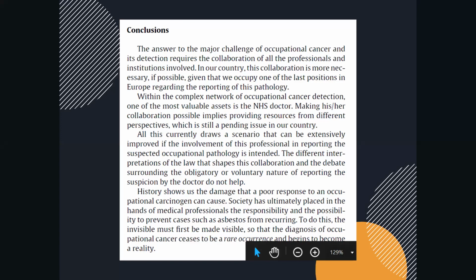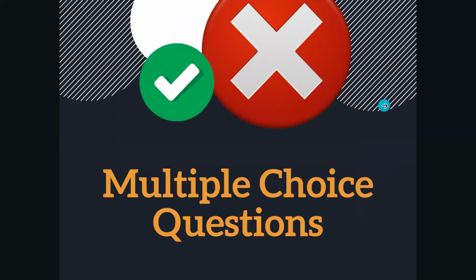History shows the damage that a poor response to an occupational carcinogen can cause. Society has ultimately placed in the hands of medical professionals the responsibility and the possibility to prevent cases such as asbestos from recurring. To do this, the invisible must first be made visible, so that the diagnosis of occupational cancer ceases to be a rare occurrence and begins to become a reality.